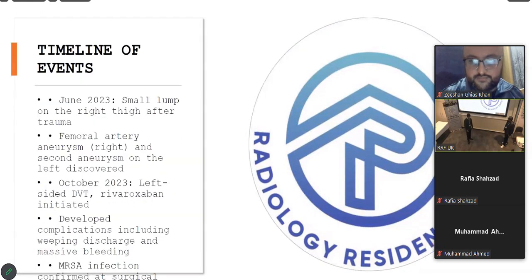Now if we look at the timeline of events, in June 2023, the patient had found a lump in his right thigh. After investigating, we found out that he had a femoral aneurysm on his right thigh, and later we discovered that he also had it on his left thigh. We also found out that this patient had started rivaroxaban in October 2023 for the DVT. And this led to some complications, including MRSA infections at the obturator graft sites.